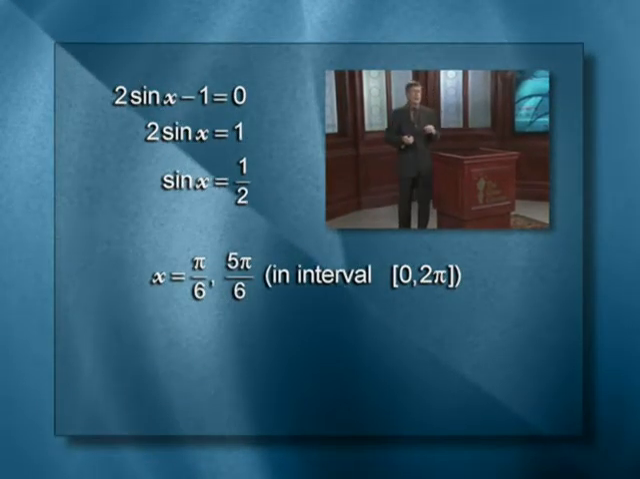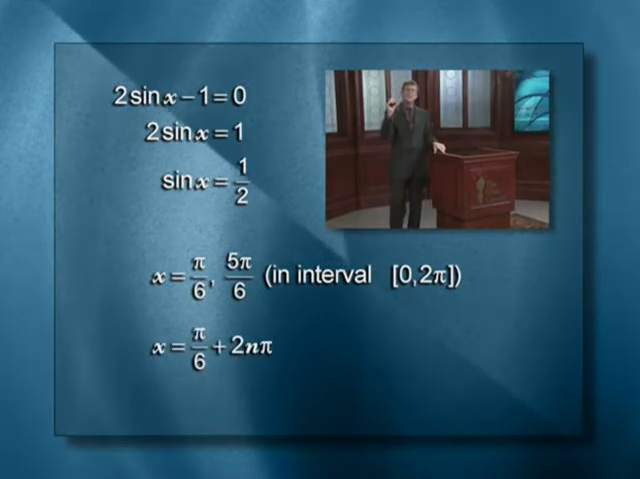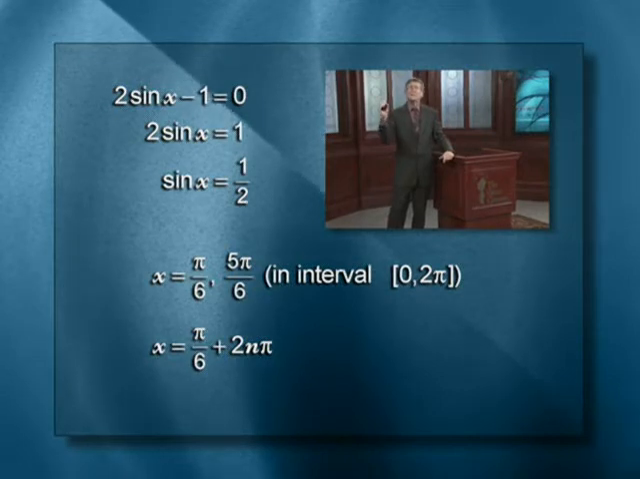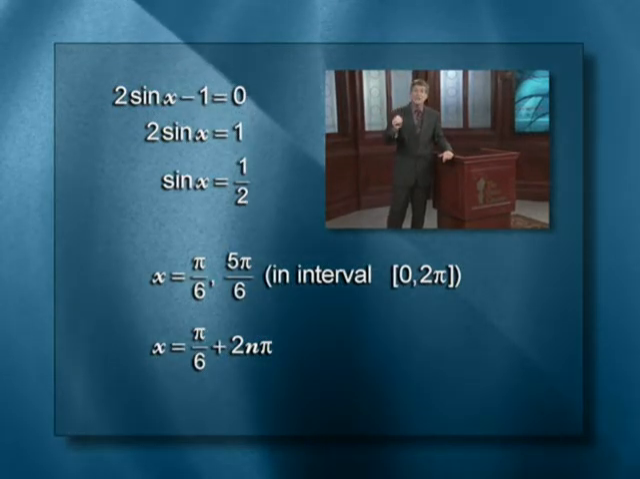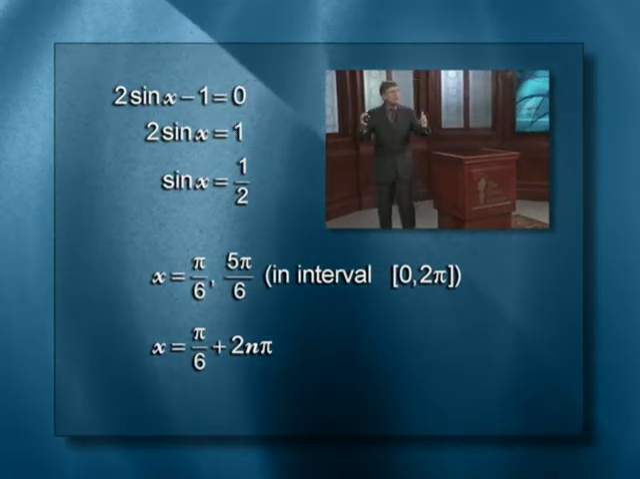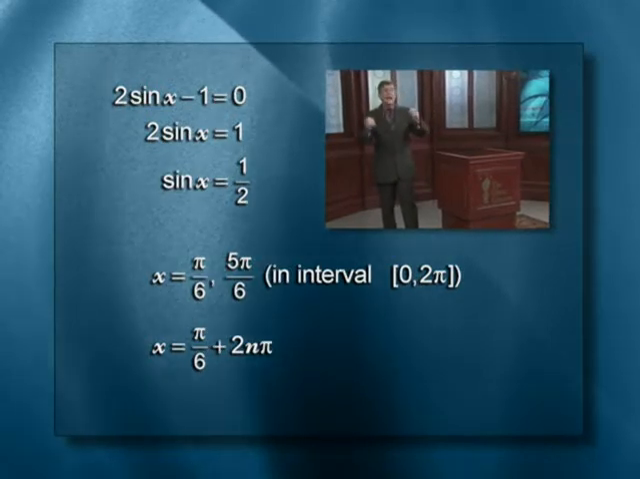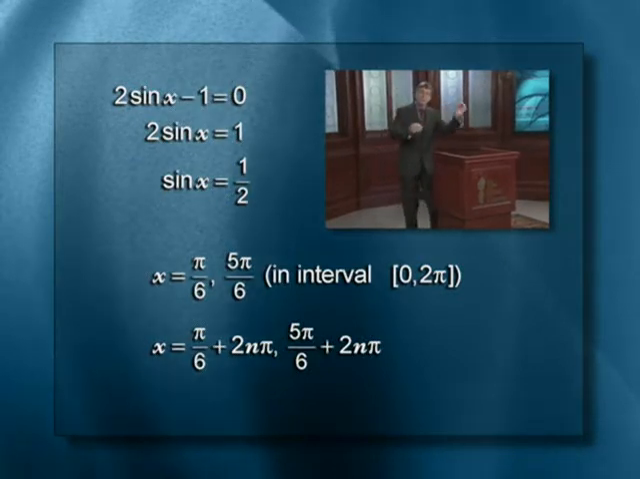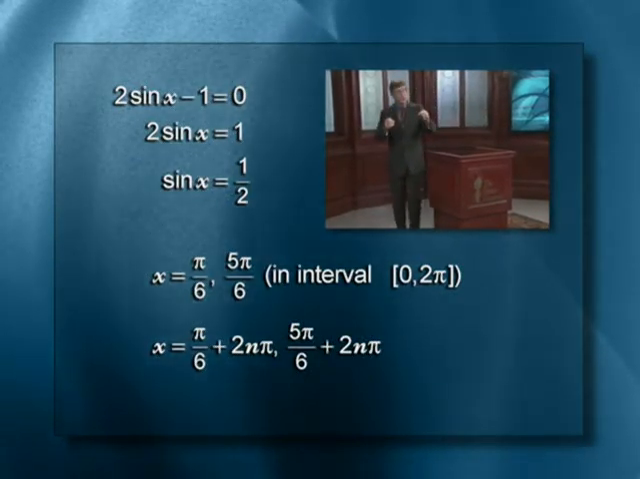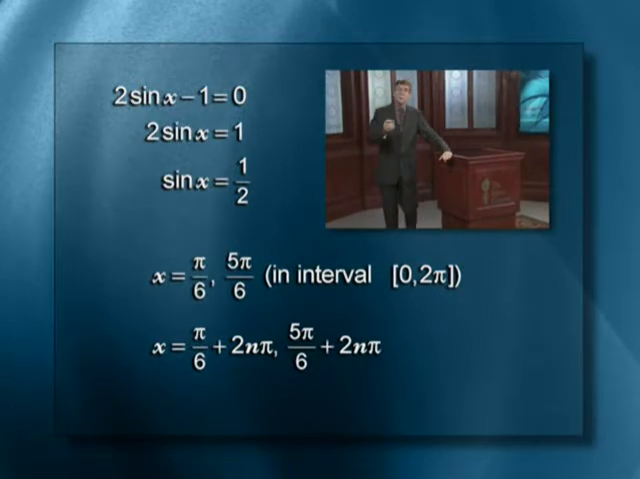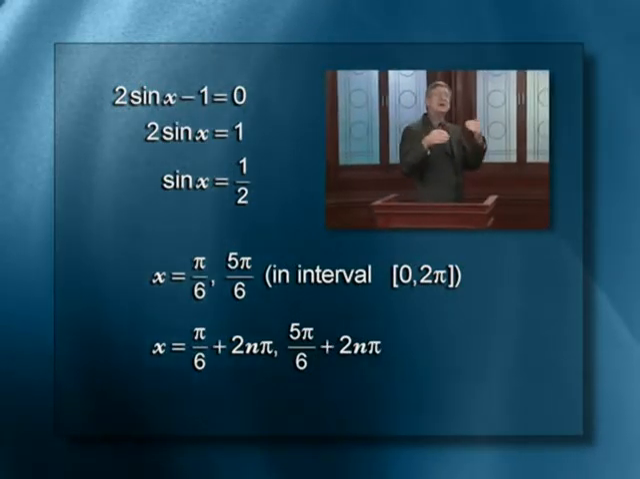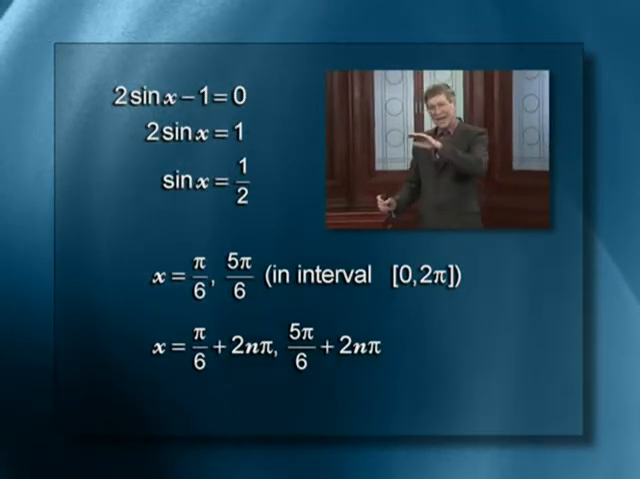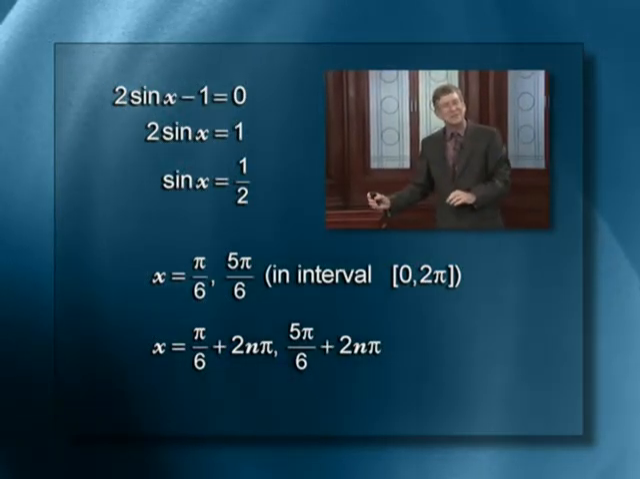And here's how you write it. You say the following: x equals pi over 6 plus 2n pi. And we understand here that n is an integer. That's an infinite family of solutions. And then we have 5 pi over 6 plus all of its multiples of 2 pi. 5 pi over 6 plus 2n pi. So that simple little equation, sine x equals 1/2, has a complicated looking solution, doesn't it?